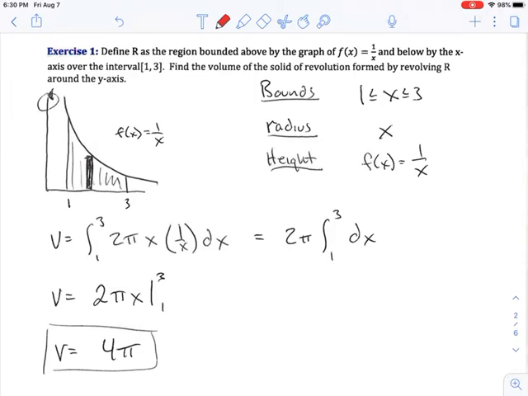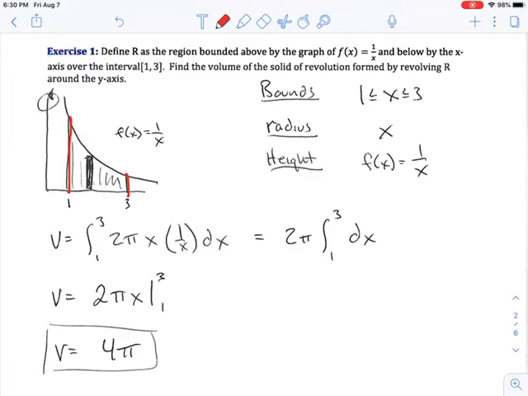So in this particular problem, as always, we want to draw a picture. If you need to, go to Desmos. This is a pretty simple one to graph. It's just 1 over x. And it is being bound between 1 and 3, so we're given all the necessary information we know. We're going from 1 to 3.